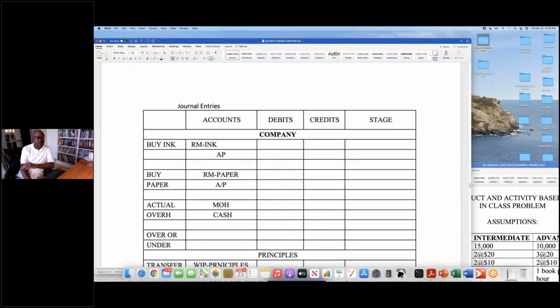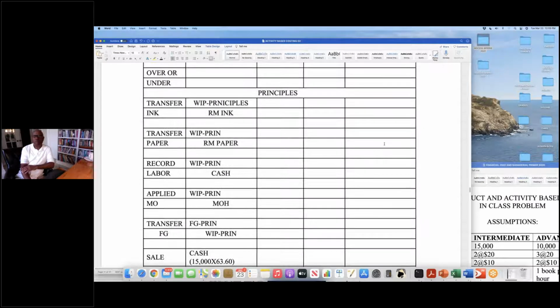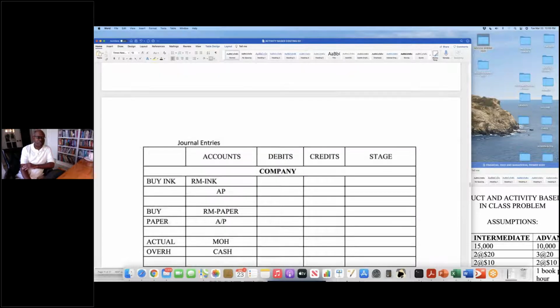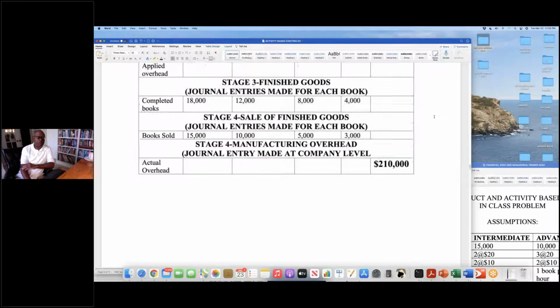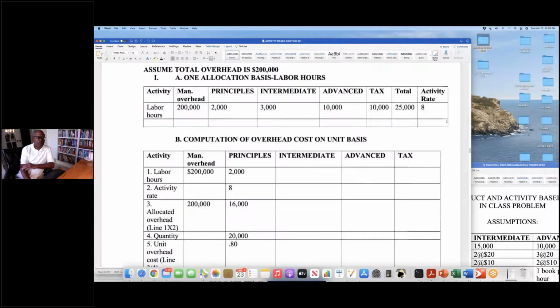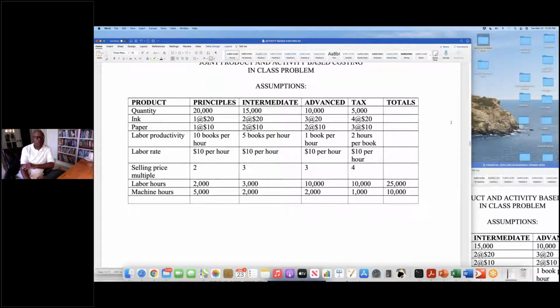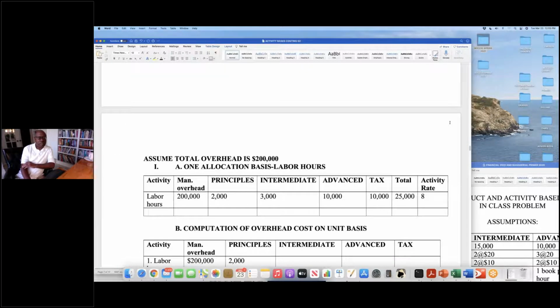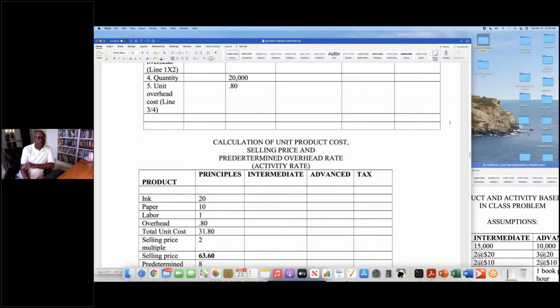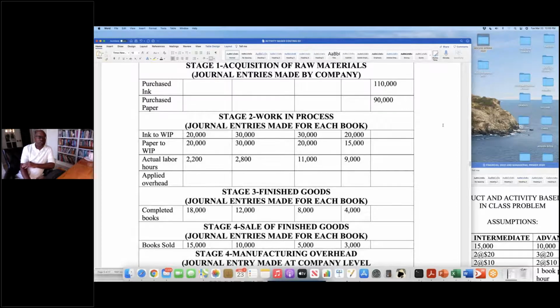let's go to our journal entries for the principles book. So what would your first journal entry be? So we're gonna back up here and look at the assumptions. Over here, right. Okay, so they make those journal entries.